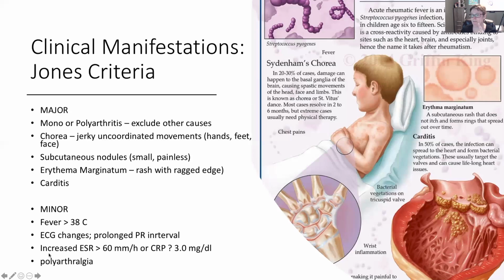So that would include a fever of greater than 38 degrees, ECG changes where the PR interval is prolonged. We may have an increased ESR or CRP rate, and polyarthralgia. So in the absence of any major symptoms, I can have 3 minor, and that would result in a diagnosis of rheumatic fever. So perhaps I have a fever, I have a prolonged PR interval, and I have multiple joints that are irritated and inflamed. That would be a diagnosis of rheumatic fever.